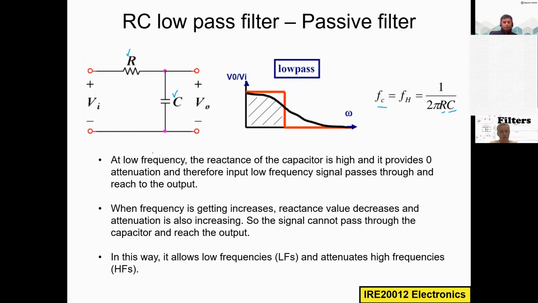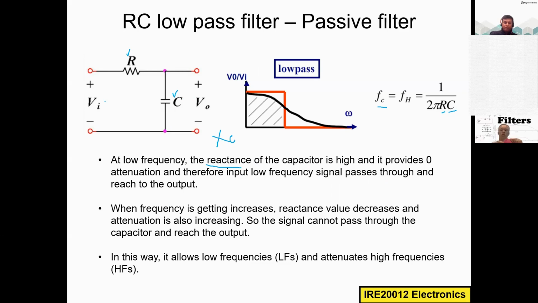So how does it work? At low frequency, the reactance of the capacitor, remember XC, that is the reactance of the capacitor, is high, and it provides zero attenuation. It means it passes all the signals at the low frequency because the reactance value is high, and therefore the input low frequency signal passes through and reaches the output.